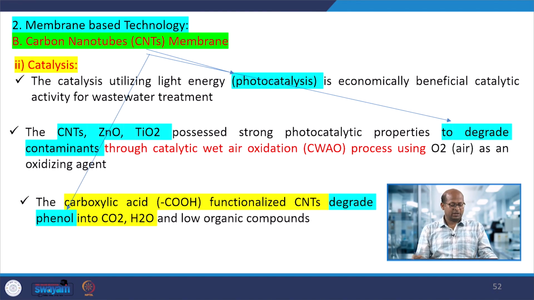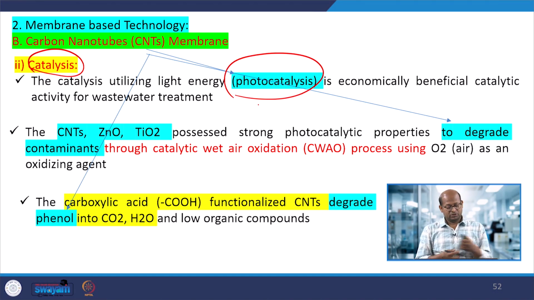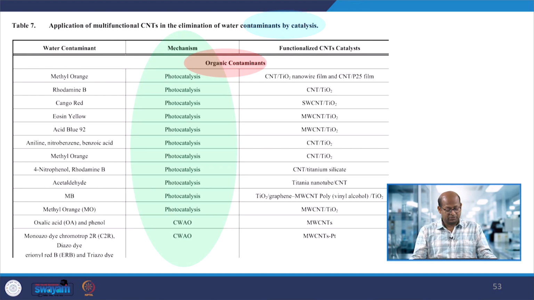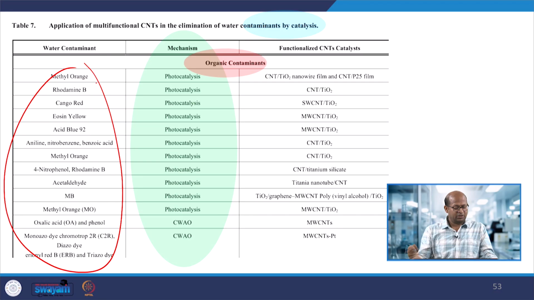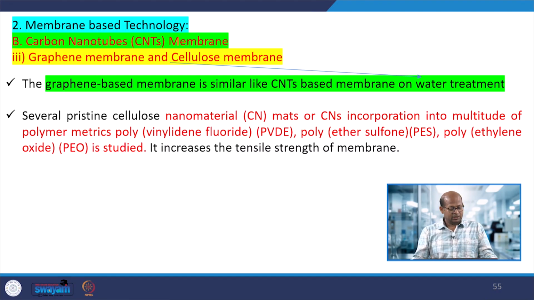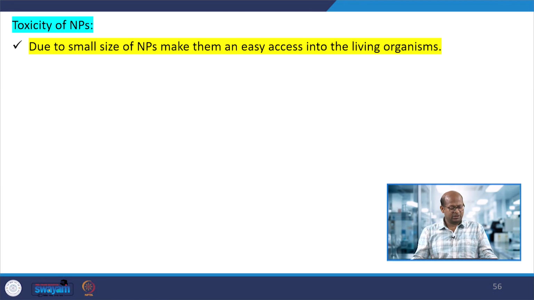Okay, so as I said, nanomaterials can also be used for catalysis, photocatalysis. CNT, zinc oxide, and titanium oxide can be used for photocatalytic activity to degrade the contaminants present in wastewater, so that we can separate them out. Here are different dyes: methyl orange, rhodamine B, and Congo red. Different types of functional nanomaterials can remove these organic contaminants photocatalytically. Other materials are also there that we can use.